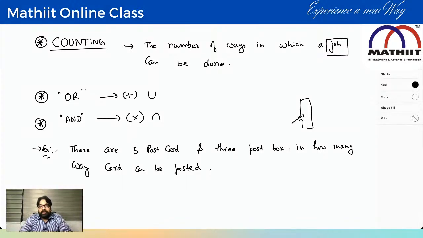Till now, whoever is giving answers, I don't think that is correct. Very simple question. If you forget mathematics for the time being, you will be able to answer. Do not try to mix in mathematics unnecessarily. 5 postcards and 3 post boxes. In how many ways can I post them?